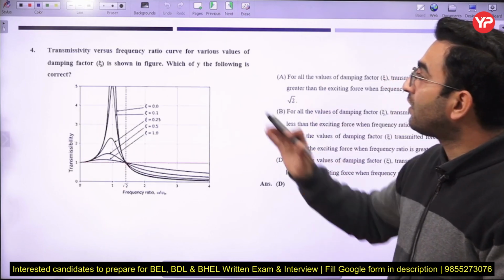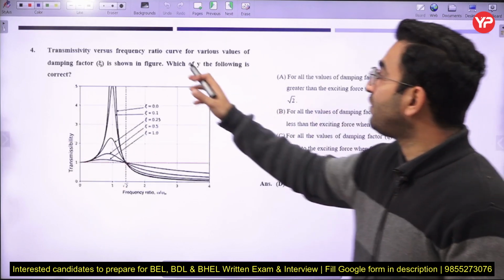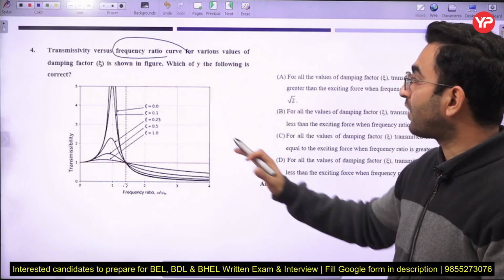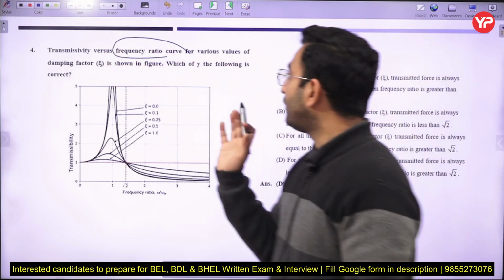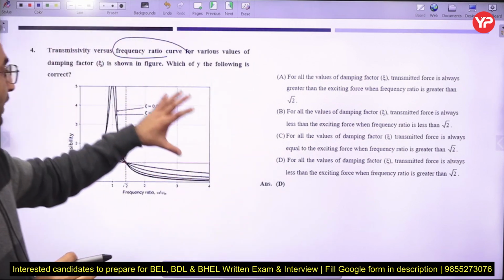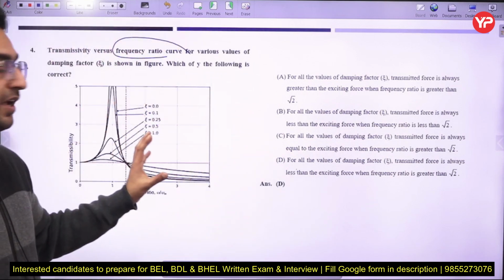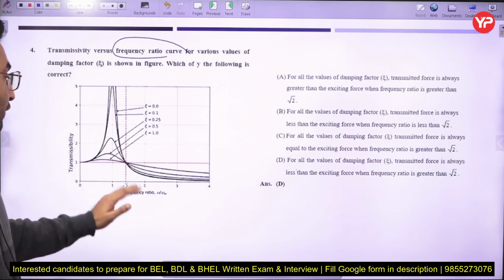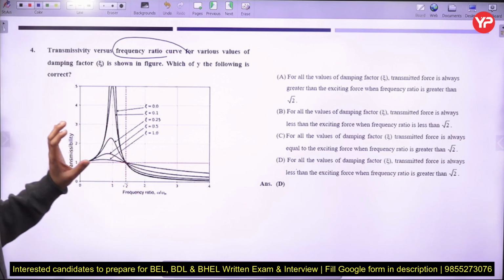The next part is: the transmissibility versus frequency ratio curve for various values of the damping factor is shown in the figure. Which of the following is correct here? So you have to know what this graph is representing, and this graph is always shown between the transmissibility as well as the frequency ratio. Now, what is the meaning of transmissibility here?